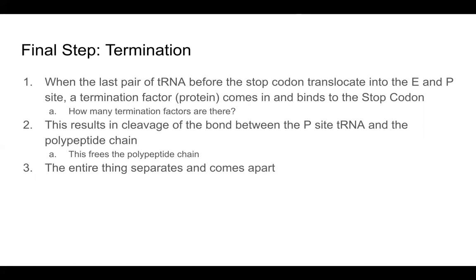Then the entire thing kind of falls apart. The small and large ribosomal subunits come apart. That empty tRNA leaves, the termination factor leaves, and the mRNA that was being used by the ribosome also leaves. That mRNA can then be recycled, and translation can happen again with that mRNA as many times as possible before it eventually gets broken down.